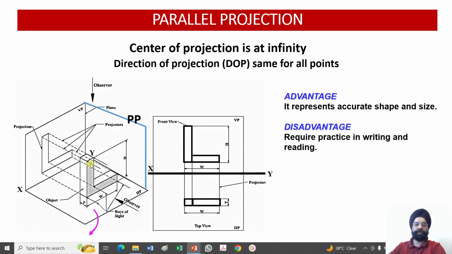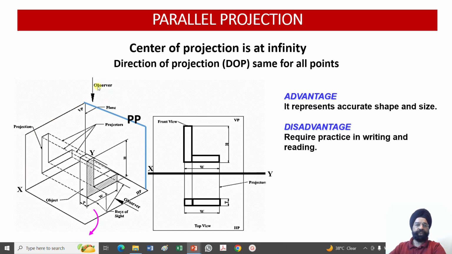Now even if this object moves towards the observer or farther away from the observer, it will not have any effect on the size of the drawing which is obtained on any given plane of projection. So this is what I was telling you. If we look at the object from the front, the view will be obtained on the vertical plane, and this view is called the front view of the object.